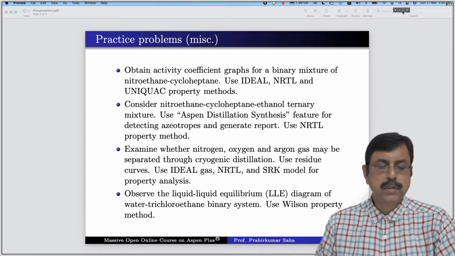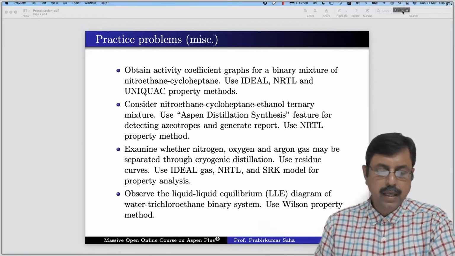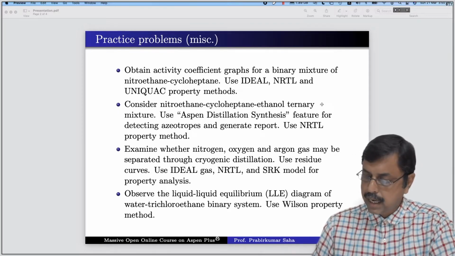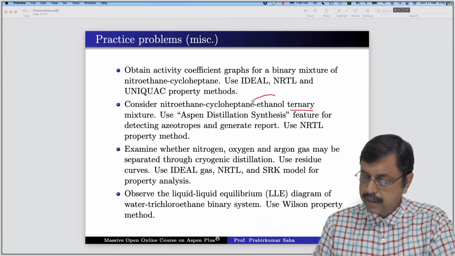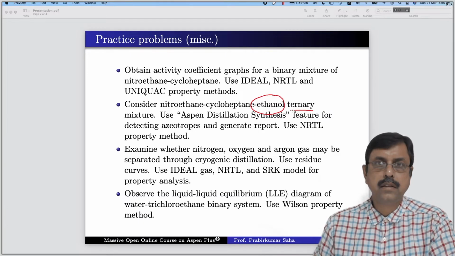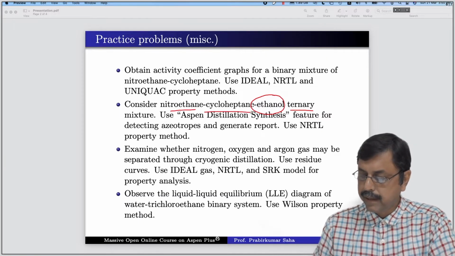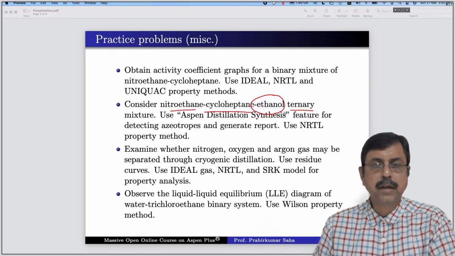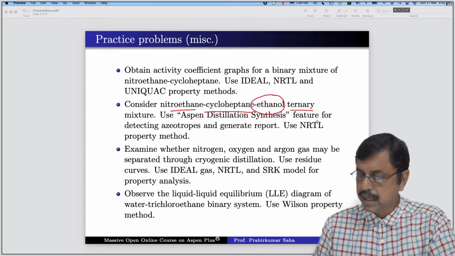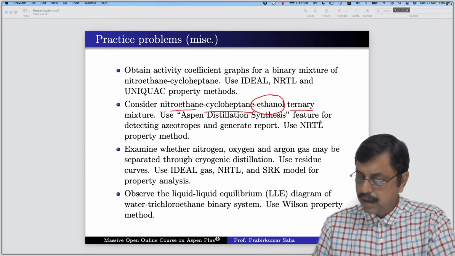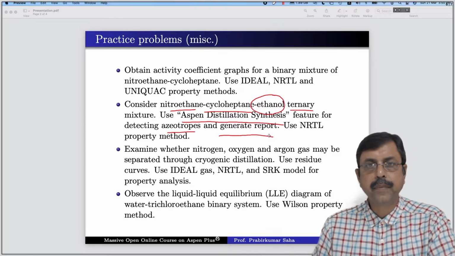Now let us go to the second practice problem that we have. It is about considering a ternary mixture. So we add a third component to the system that we just talked about, that is nitroethane and cycloheptane. We add the third component, that is ethanol, so it becomes a ternary mixture. Now we have to use the Aspen distillation synthesis feature for detecting azeotropes, and we have to generate a report. And here we will use the NRTL property method.